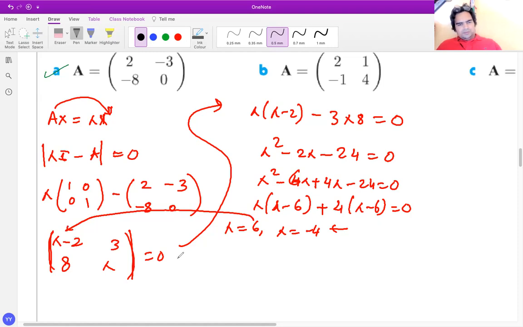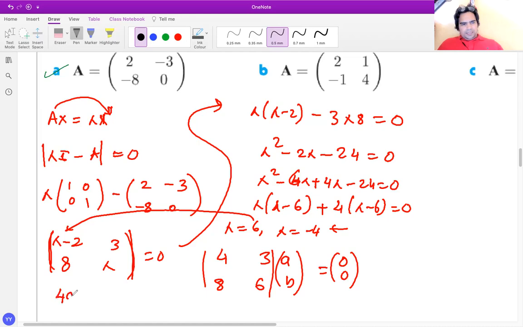So 6 minus 2 is 4. And this is 3. And this is, let's say, 8. And this is 6 here. And if I take, let's say, my vector as a and b, my answer should be basically 0, 0. So in general, what I'm doing is 4 times a plus 3 times b equals 0. And if I take b as t, I get a is -3/4 times t.